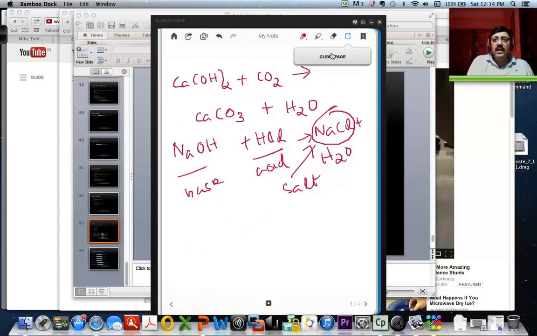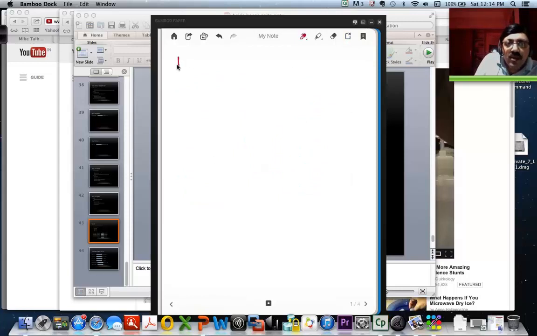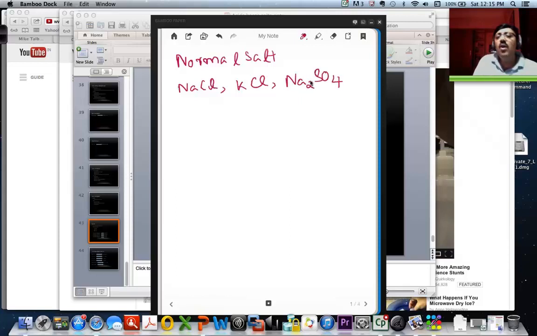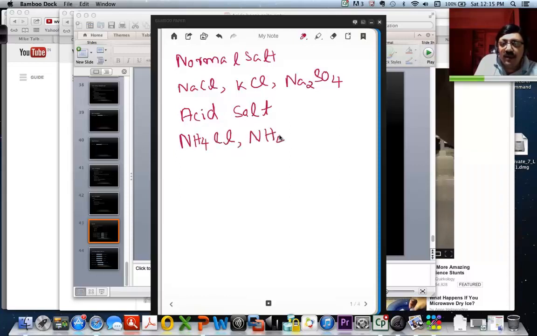So let us take examples. We are looking at normal salt. Examples are sodium chloride, potassium chloride, sodium sulfate. All these are examples of normal salt, right? Whereas acidic salt, or it's called acid salt, example is like NH4, ammonium chloride, right? Ammonium sulfate. All these are examples of acid salt.